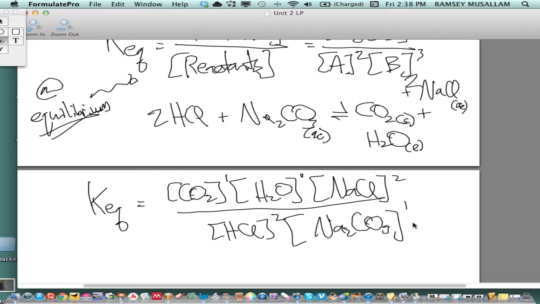They would say to you, straight up, the concentration of CO2, H2O, NaCl, HCl, and Na2CO3 are the following at equilibrium. Calculate KEQ. So you write that and you plug the numbers in, and you do the exponents and you multiply them out and that's it. Done. You okay with that?